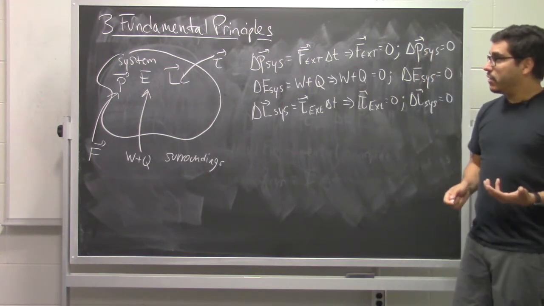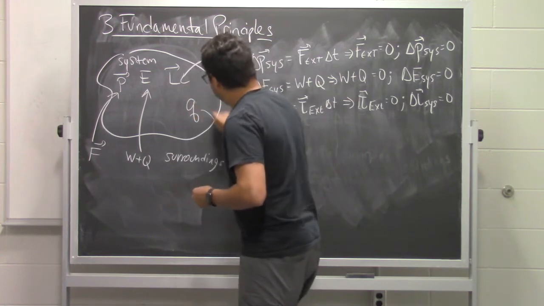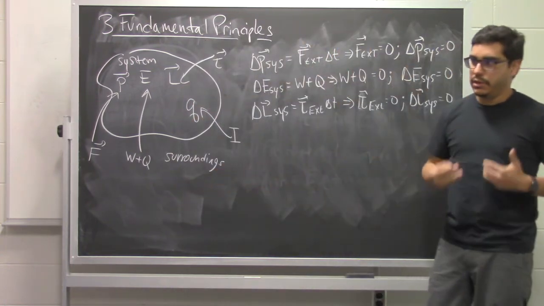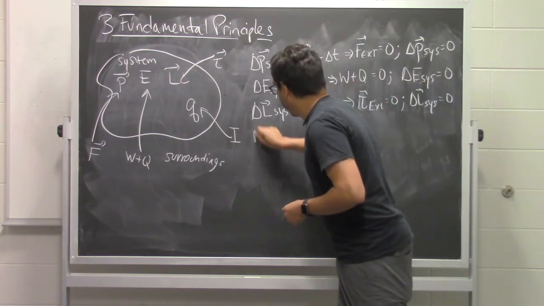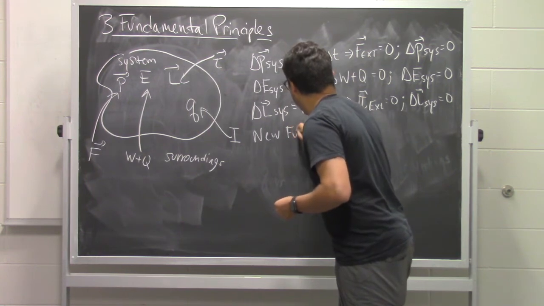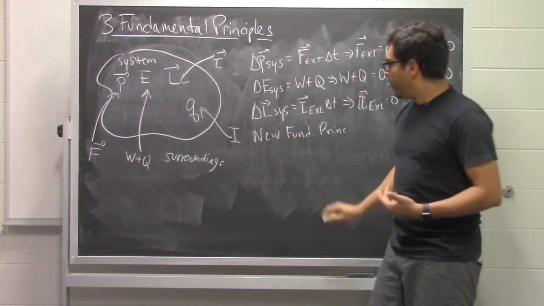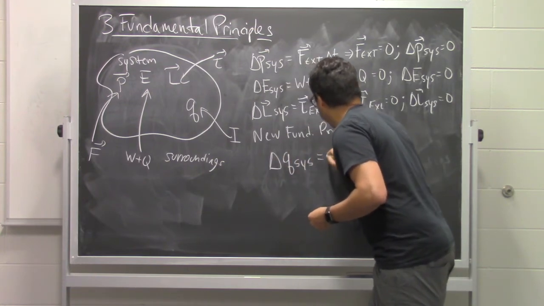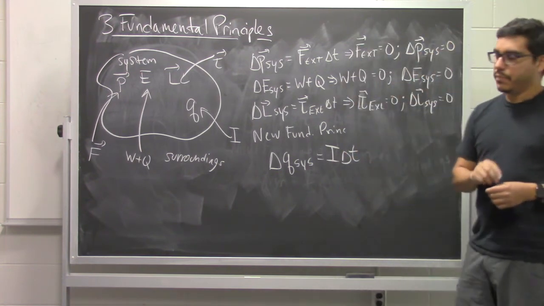Now, we're going to add to this in E&M. We're going to add a property of charge, which is influenced by a thing that we will call current. So it's carrying charge across the boundary. And so we have a new fundamental principle in E&M, which is that the amount of charge that the system has is a result of the current that's carried across the boundary over some amount of time.